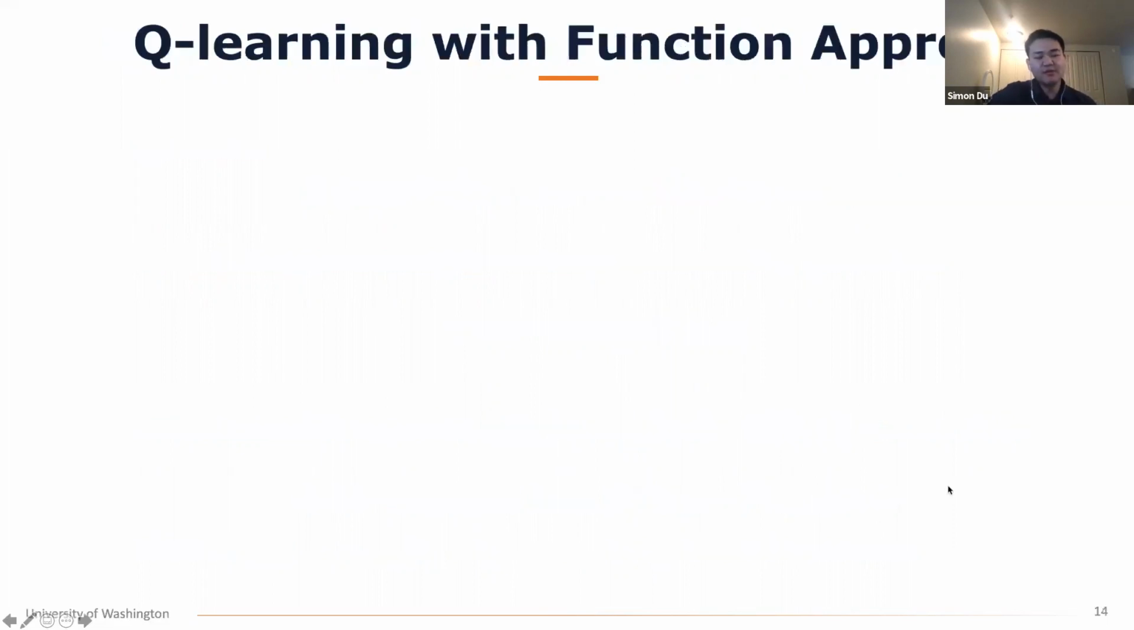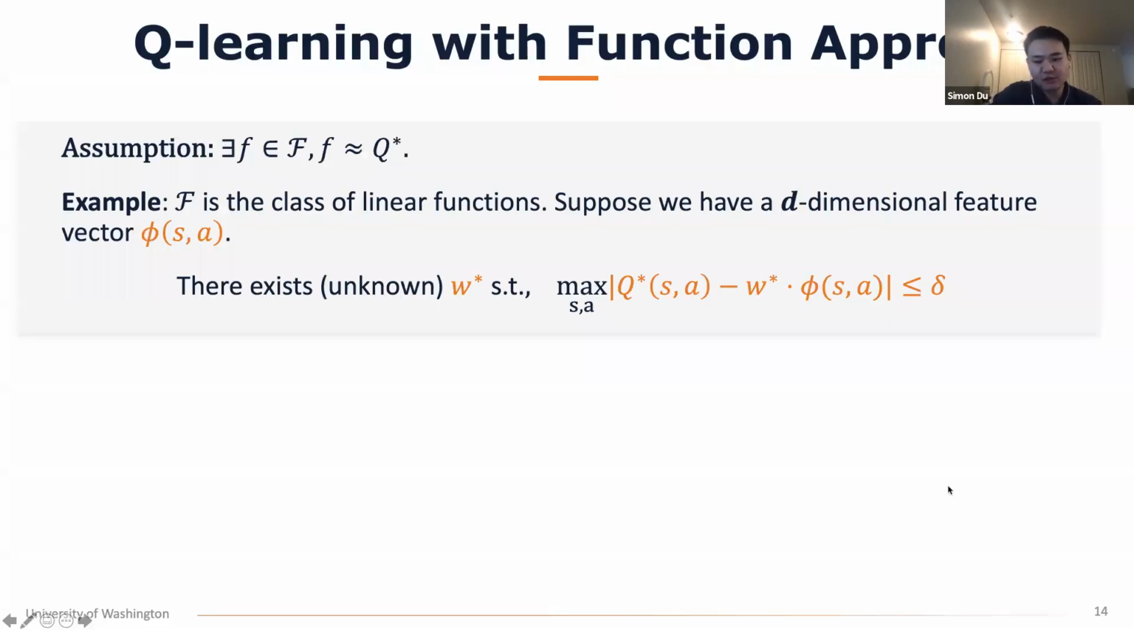Okay, so now let's discuss Q-learning with function approximation. For Q-learning with function approximation, including, say, deep Q-learning as a special case, basically we restrict the function within some function class, which I denote as big F, so that there exists one function that can approximately represent the optimal Q function, Q star.